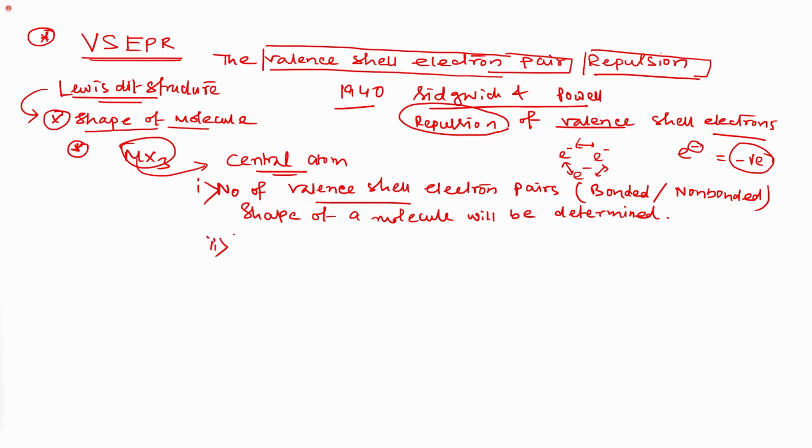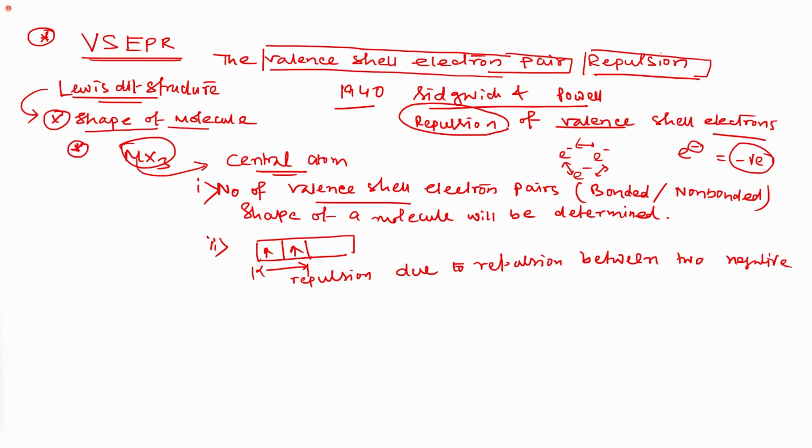The second postulate is that pairs of electrons in the valence shell repel one another, since the electron clouds are negatively charged. If you look at the valence shell, suppose there is one electron and another electron; between these two electrons there is repulsion. This is repulsion between two negatively charged electrons, because electron clouds are negatively charged.